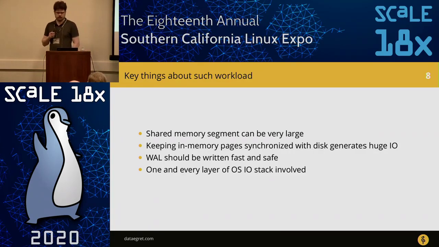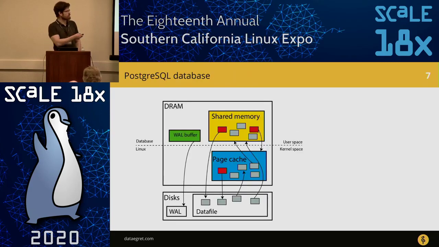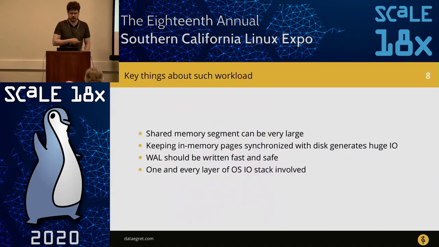Key things about such a workload. Systems used to have much smaller amounts of shared memory than today. When I started to talk about Linux internals in regards to databases, I used to say 16 gigabytes is an affordable, cheap amount of memory. Then I started to say 32 gigabytes is affordable. Now half a terabyte is not that uncommon. And when you have that amount of memory, you need to learn how to work with it. This synchronization of dirty pages is simply a lot of input-output.